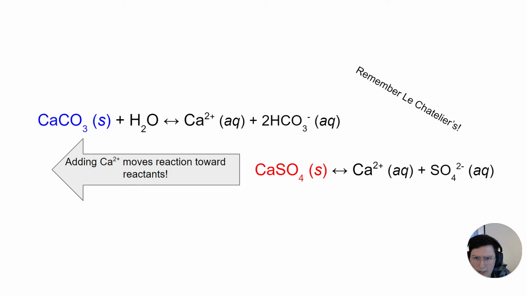So this happens in some natural systems. If you have a ton of gypsum that is dissolving in large amounts upstream, it will precipitate out calcite downstream, as calcium is that common ion.